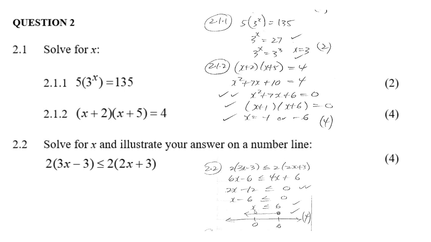That's the answer. It is x is less than or equal to 6, and that's how you illustrate it on a number line. You make it solid like that to show that it's equal, less than or equal to this 6 here. Okay?